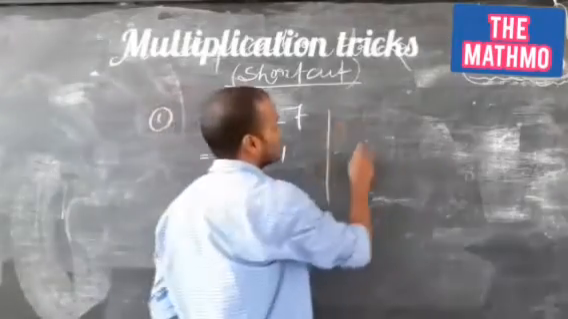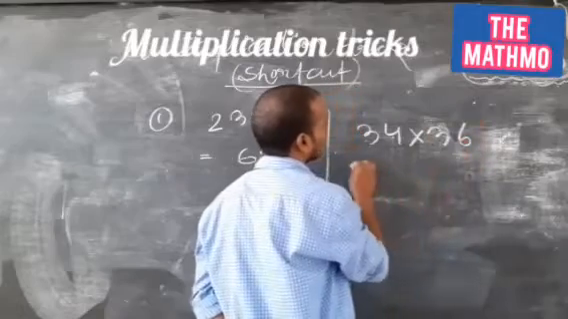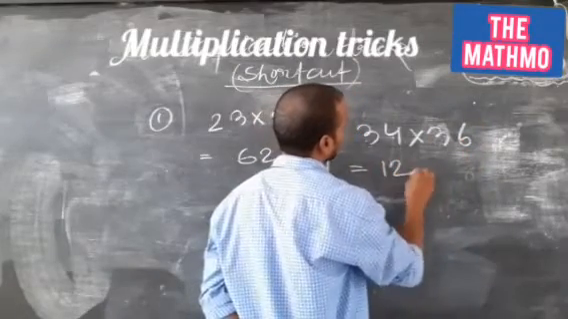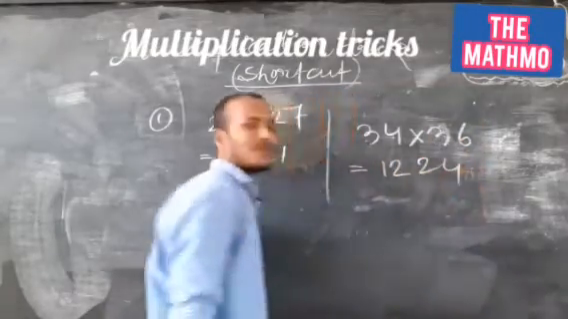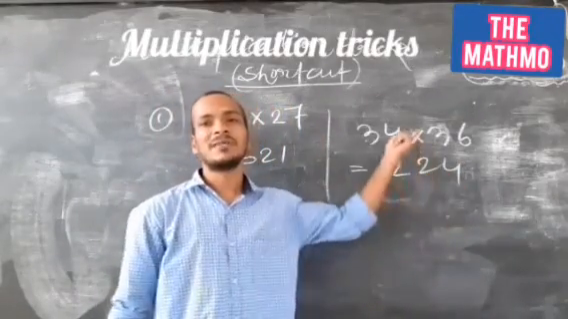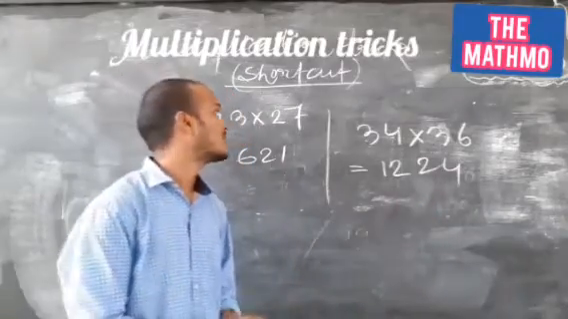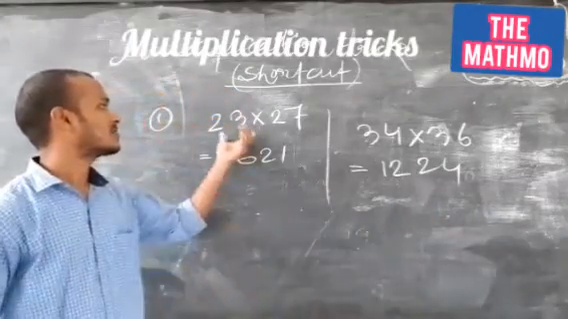Another example we see: 1224. By seeing it, you can find it within a second. So how to do that? Let us see the case.